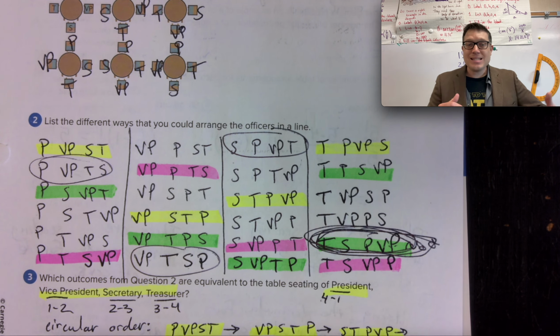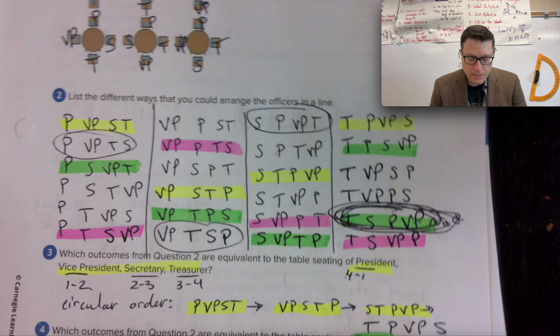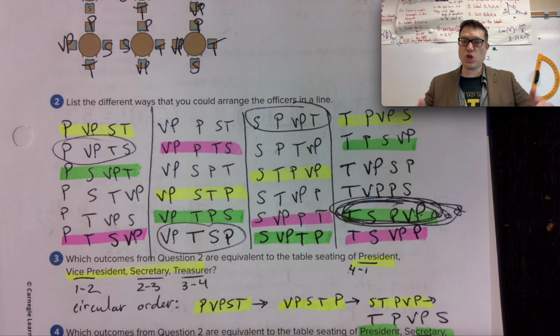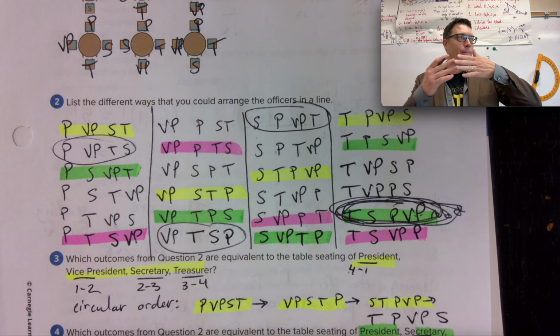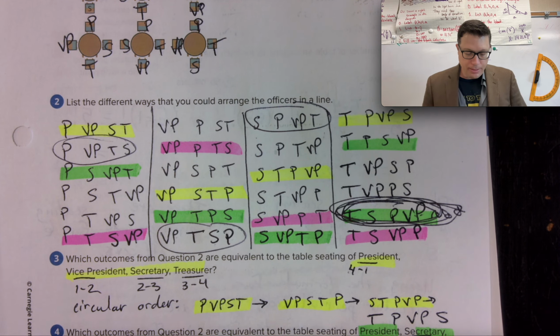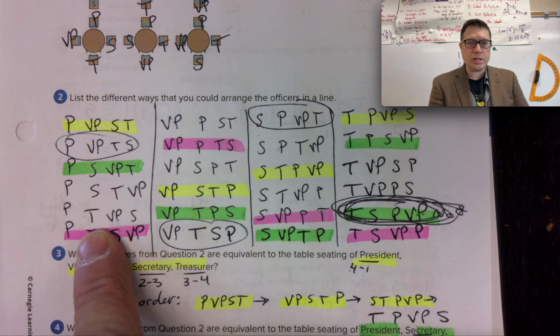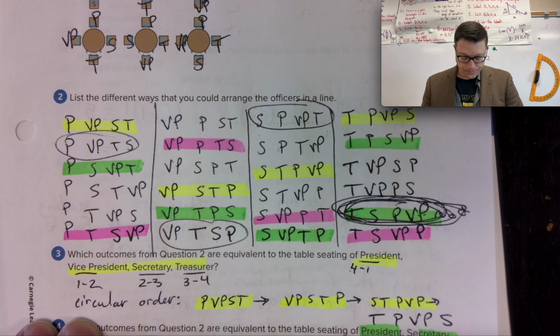There are six table arrangements, just depending on whichever one gets you to start first. And then from there, you list out your remaining officer elements from that starting point. But in each of these columns, there's actually an equivalent arrangement if you think circularly.